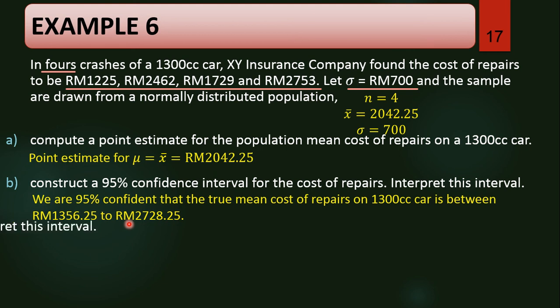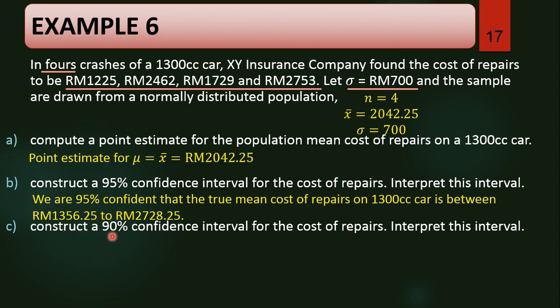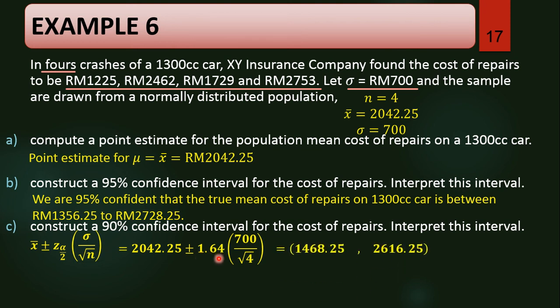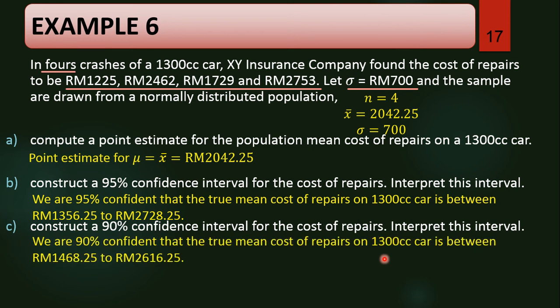If we change the confidence level to 90%, the question asks to construct the confidence interval. The same procedure will be used. You substitute all the values, but this time change the value for the Z here. So you see that the interval will be those two values here. To interpret, we can say that we are 90% confident that the true mean cost of repair is between those two values.